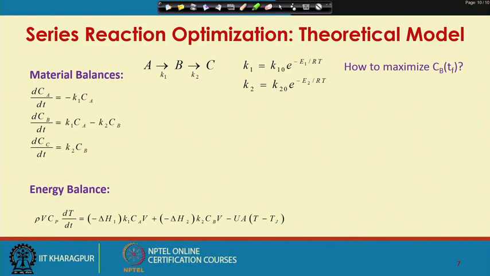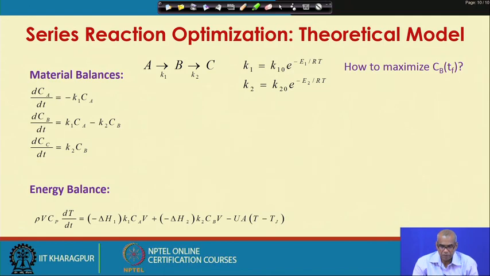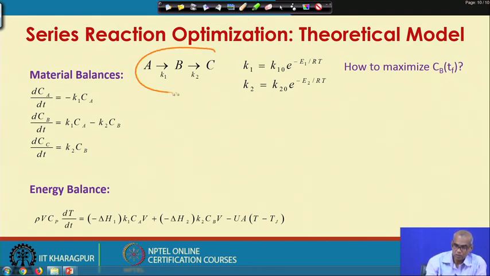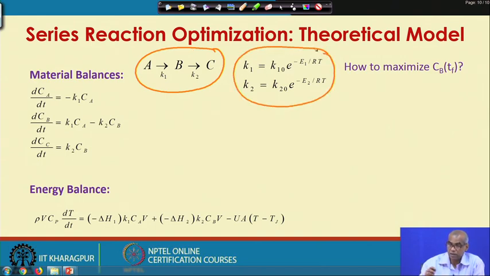Now, let us take examples of theoretical models and empirical models. Here we consider the optimization of a series reaction which is A goes to B, B goes to C. Reaction rate constants are given. So, these are kinetic expressions. So, these are the constitutive relations that we discussed previously.